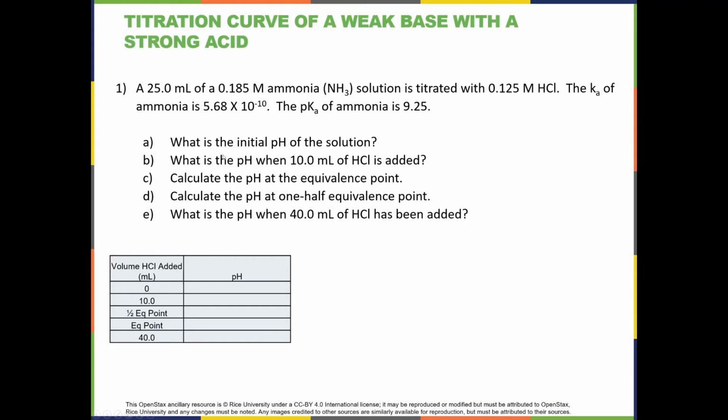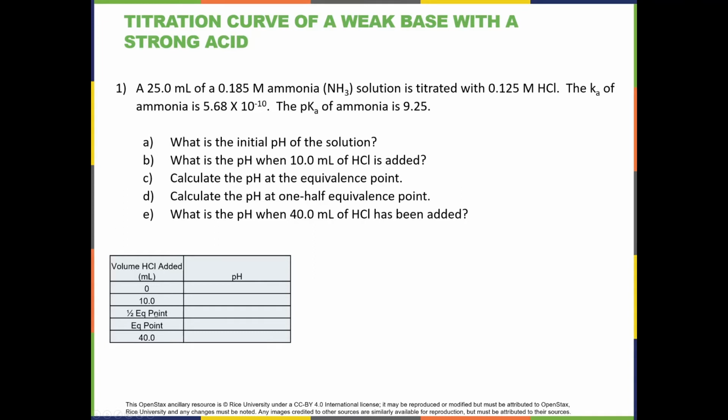It says, what is the initial pH of the solution? So when we add 0 milliliters of HCl, what is the pH we start with? What is the pH when 10 milliliters of HCl is added? So 10, what is the pH? What is the pH at the equivalence point? So we need to find what the equivalence point is and what the pH is. What is the pH at 1/2 of the equivalence point? So at half of the equivalence point, we need to find what that volume is.